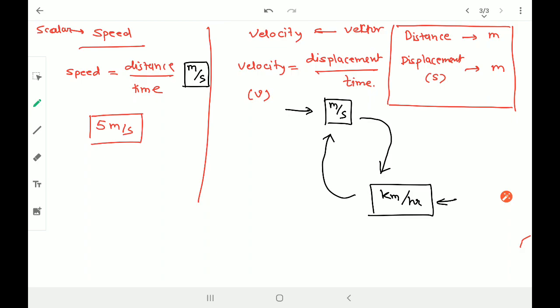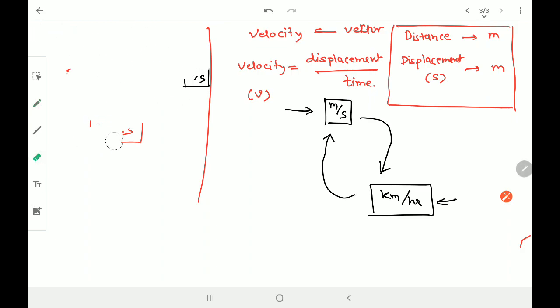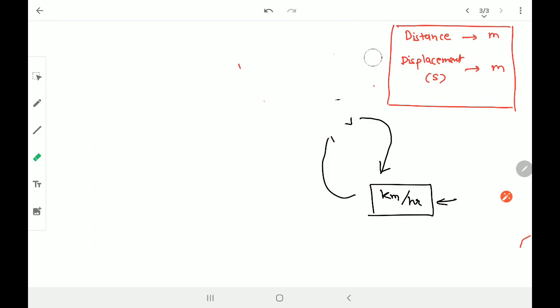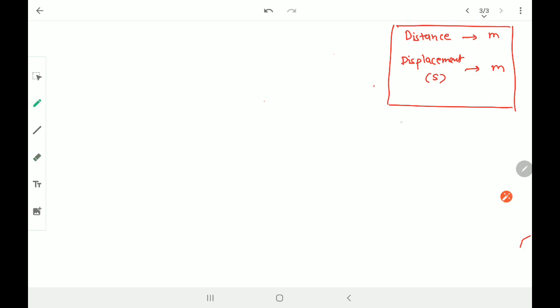I hope you are understanding speed and velocity now. I'll just erase this and let's talk about the last concept, that is acceleration, and then we will stop this work. So the next concept that you understood is speed, which is measured in meter per second, and velocity.